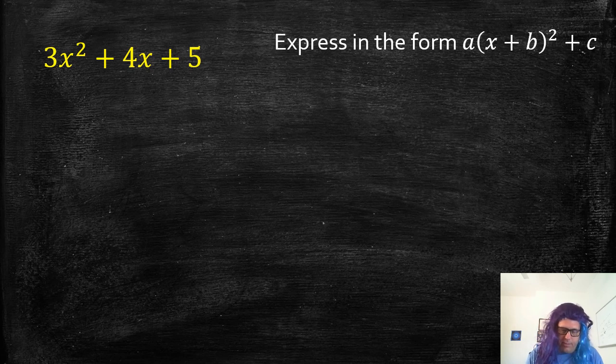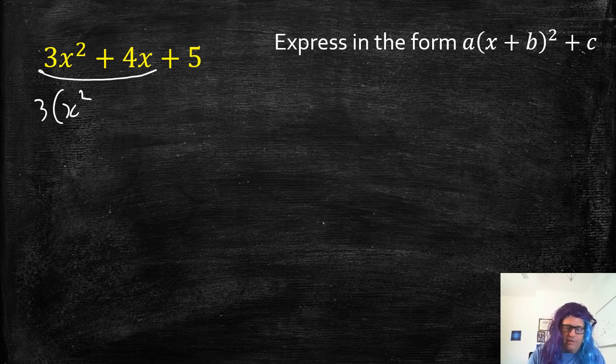Okay, another example. Again, we're going to complete the square on this. A is not 1. Now, I factor out a 3. So 3 times what is 4x? It's plus 4/3 x.